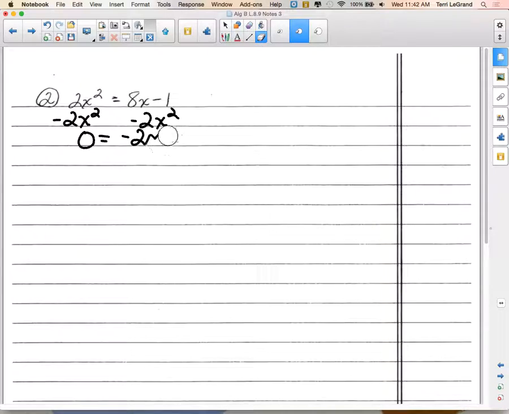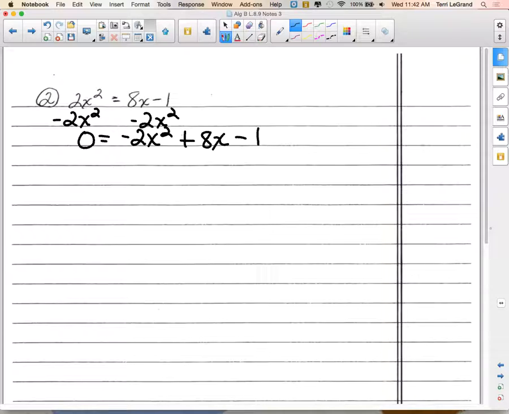Okay, that's kind of a crazy 2x squared there. Negative 2x squared, plus 8x, because it's a positive 8x, and minus 1. Now we can identify A, B, and C. Could we have renamed it a different way? Does it have to be renamed this way?